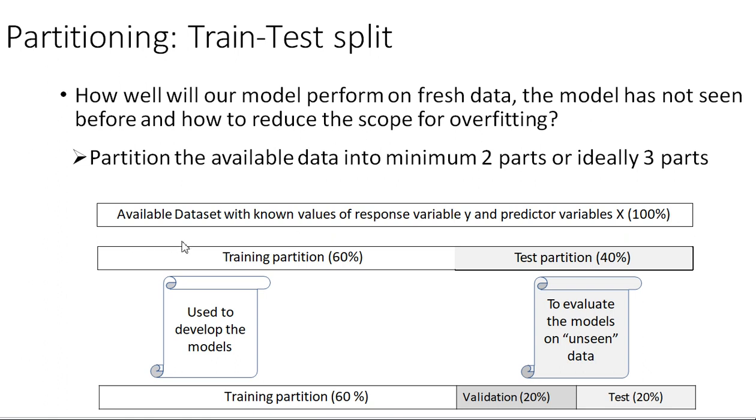As we know, suppose the available data set is 100%. We can either divide it into two portions, training data 60% and test partition 40%, or we can divide it into 3 parts, which will be used as train, test and validation. Here the training partition will be 60%, validation will be 20% and test will be 20%.